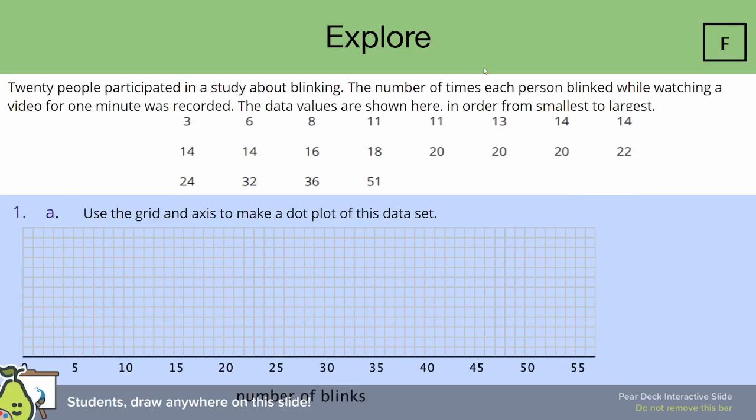Today we're going to be looking at Explore Part F. We're going to look at plotting our data points on a dot plot. For this question, before we get started, I want you to read this yourself, think about it, and then we'll read it together and go about answering it. So go ahead.